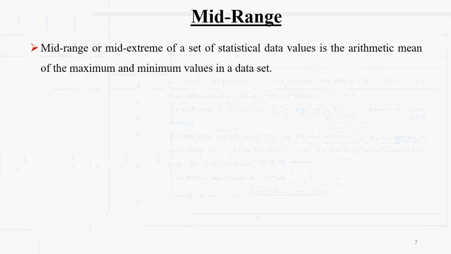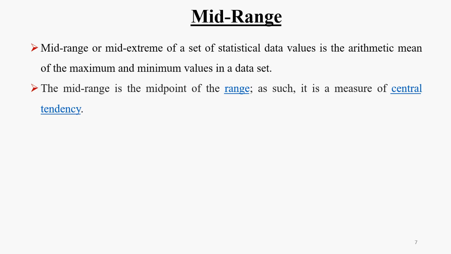Now let me explain the meaning of mid-range. Mid-range, or mid-extreme, of a set of statistical data values is the arithmetic mean of the maximum and minimum values in the data set. So mid-range is the midpoint of the range. Thus it is a measure of central tendency. As we know with mean and median, we take all data, either arranged or not arranged, and it determines the midpoint. When it determines the midpoint of the range, we call it mid-range.